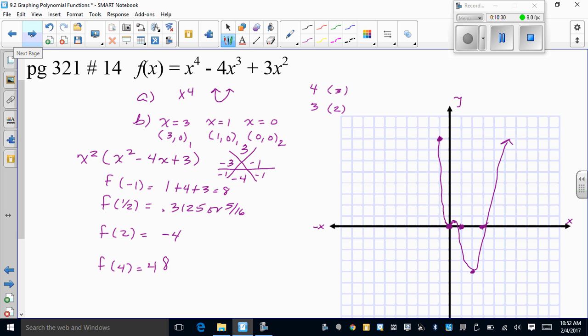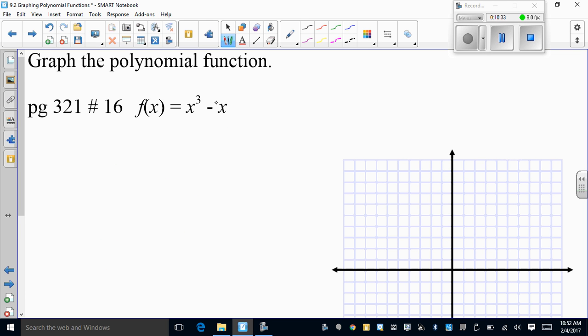Okay, the next one, x cubed minus x. So the very first thing they ask you to do is end behavior. It's an odd power and positive, so the left side is down and the right side is up. So that's what we've got going on there. Step 2 is find your zeros. I have a common factor of x. So I have x times (x squared minus 1). So x equals 0, or x squared minus 1 equals 0. And x squared equals positive 1, square root both sides.